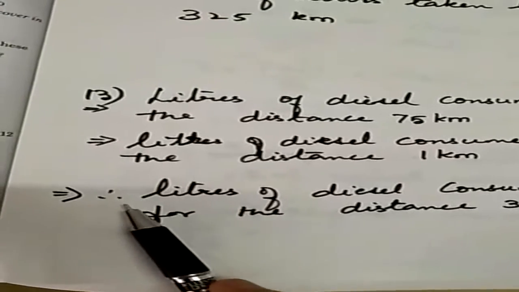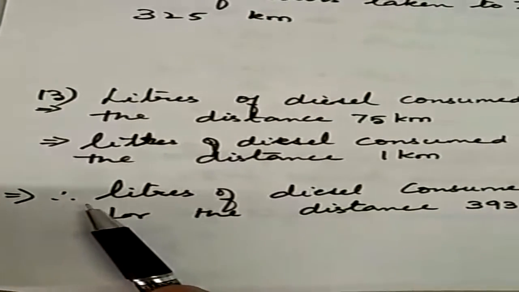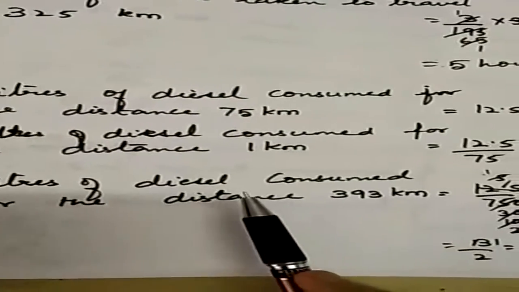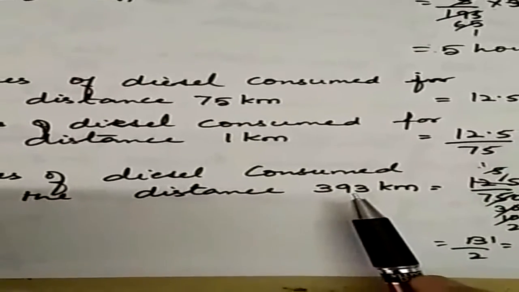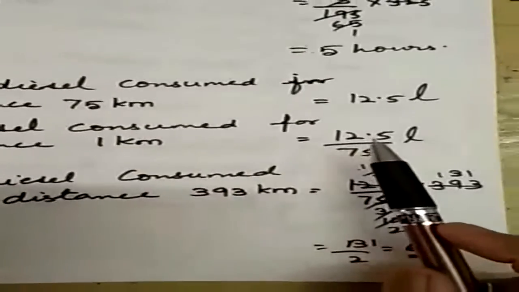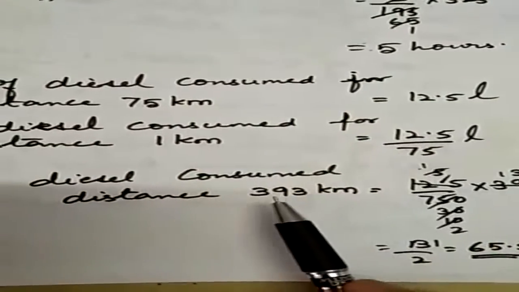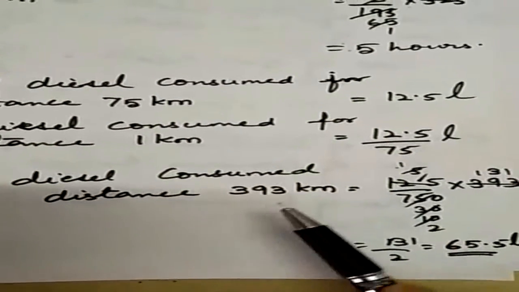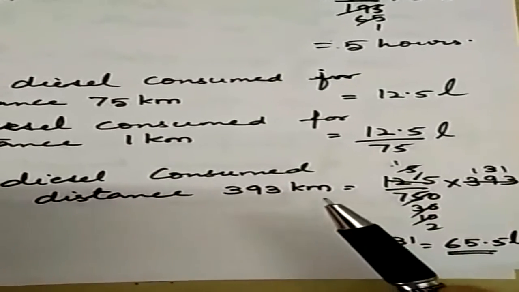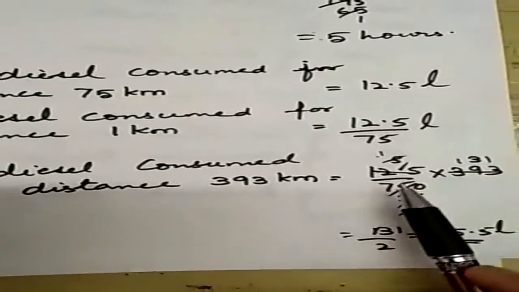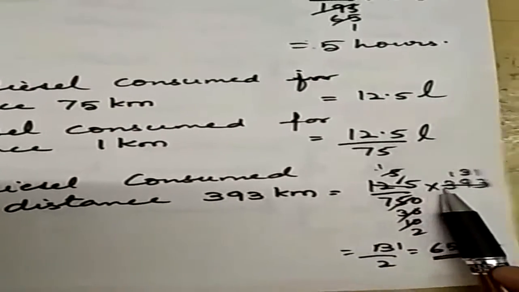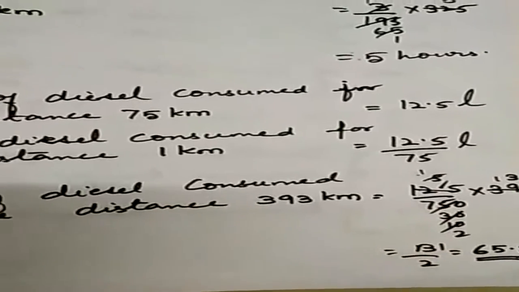Then what is asked in the question? Now you have to find that. Therefore, liters of diesel consumed for the distance of 393 kilometers. For 1 kilometer you need this much diesel. For 393 kilometers, do you need more diesel or less diesel? You need more diesel. More means multiply. So first you copy this down, then multiply by 393. Then you will get the answer.